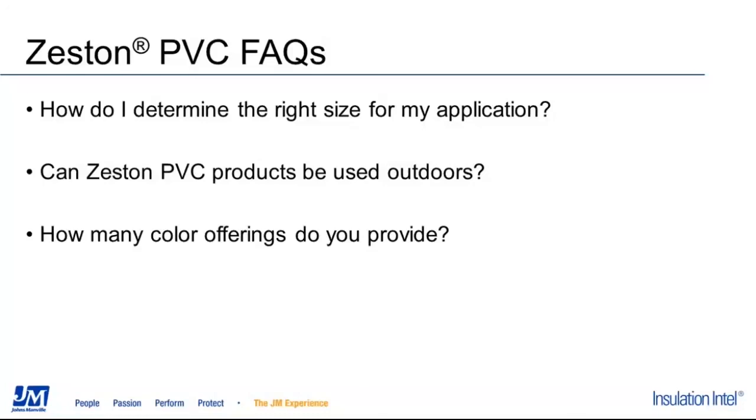Next question, can Zeston PVC product be used outdoors? For the outdoor application, we would recommend white Zeston 30 mil thick product. If it's exposed to, let's say, sunlight, such as a roof application, alternative jacketing, such as metal jacketing, may be more suitable. We would recommend discussing with the technical team. In general, white 30 mil Zeston would be a good choice.